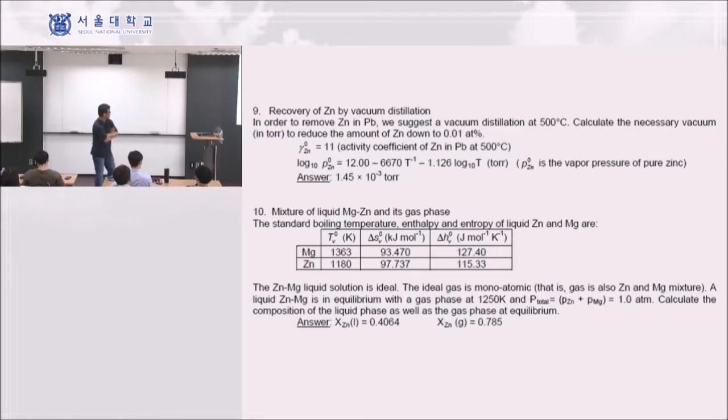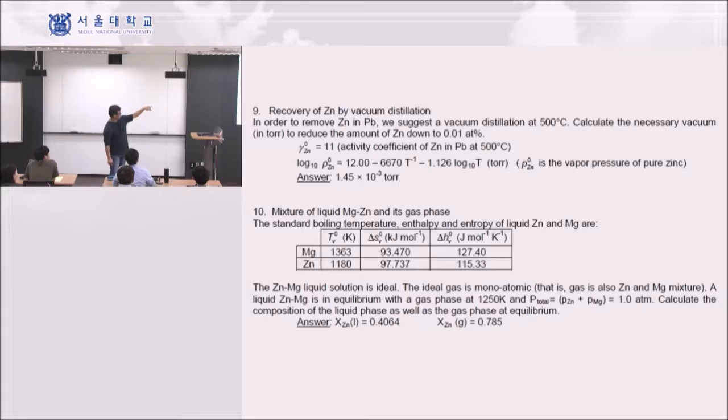Anyway, in order to remove the zinc from the lead, Pb, we suggest the vacuum distillation process at 500 degrees Celsius, and calculate the necessary vacuum in total pressure to reduce the amount of the zinc down to 0.01 atomic percent, okay? And we have the Henrian activity coefficient, and also we have the P_Zn naught.